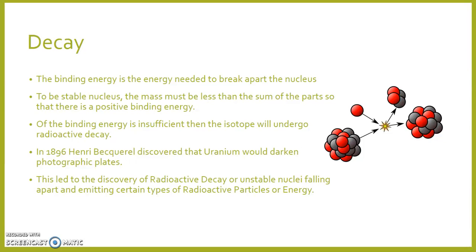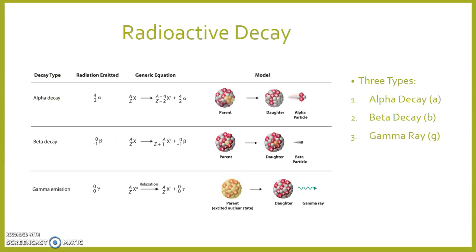This led to the discovery of radioactive decay, or unstable nuclei falling apart and emitting certain types of radioactive particles or energy. Just on the side note, if you're a history buff, the atomic bomb is the release of a lot of these atoms or nuclei splitting apart and releasing that form of energy to create that massive explosion. So there are actually 3 different types of radioactive decay. We have alpha decay, beta decay, and gamma rays. We're going to talk about these a little bit more in detail.